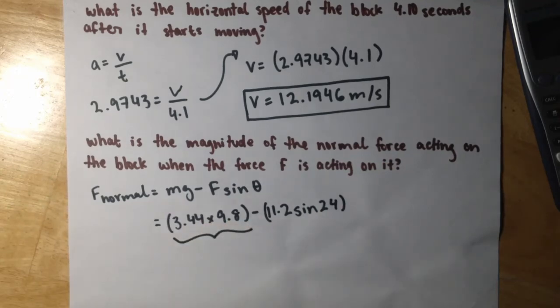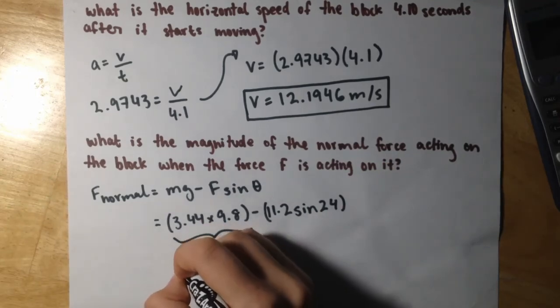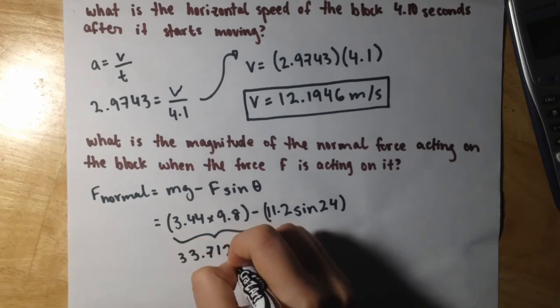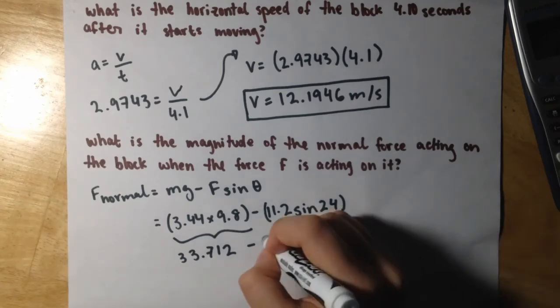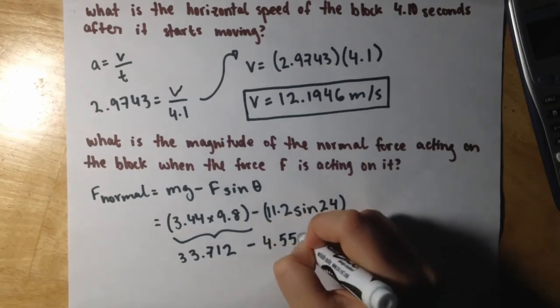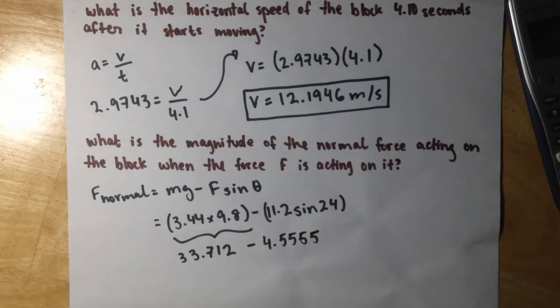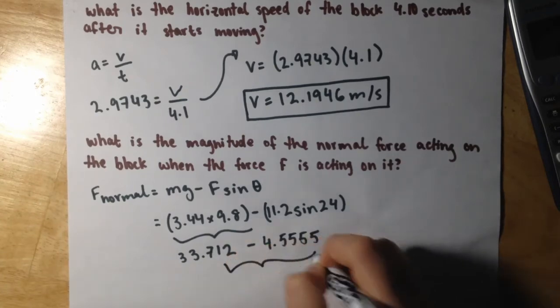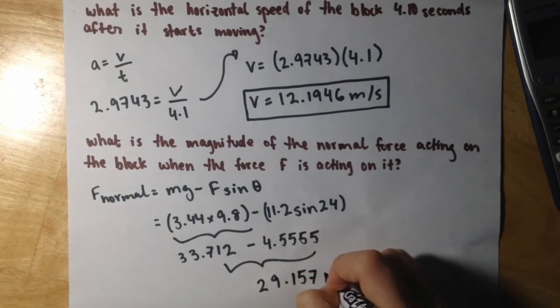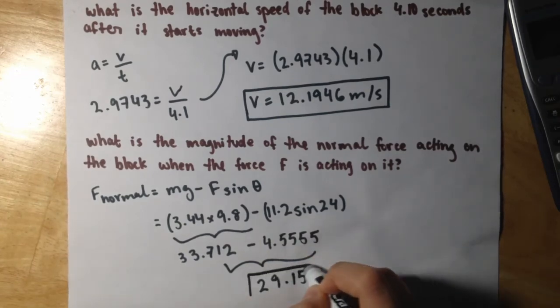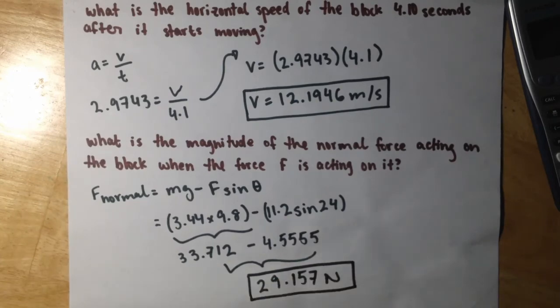So 3.44 times 9.8 is equal to 33.712, and 11.2 times the sine of 24 is equal to 4.5555, and 33.712 minus 4.5555 is equal to 29.157 newtons. This is the normal force that's acting on the block when the rope is pulling the block.